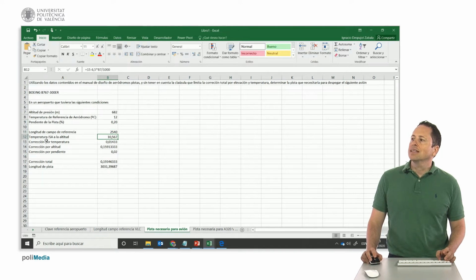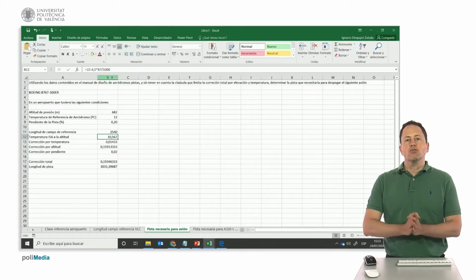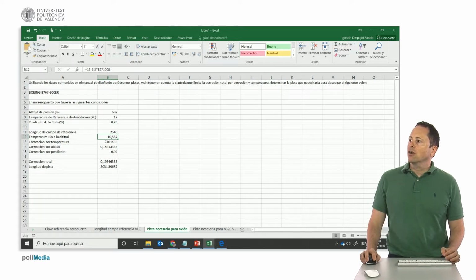Well, the length of field of reference is this. We estimate the difference of temperature. We estimate the ISA temperature at that altitude, which is 15 minus 6.5 times B7, which is the altitude, divided by 1,000, because it is 6.5 degrees less per each 1,000 meters. We estimate the temperature correction, which is 1% of the difference of the aerodrome reference temperature with this temperature. In this case, it is 1.4%. This is expressed over 1.